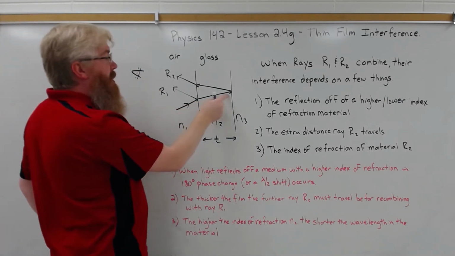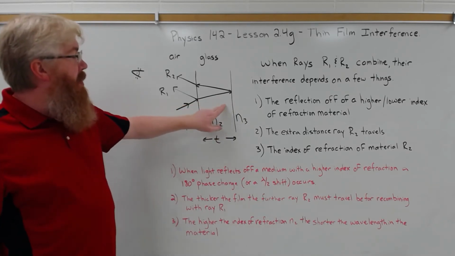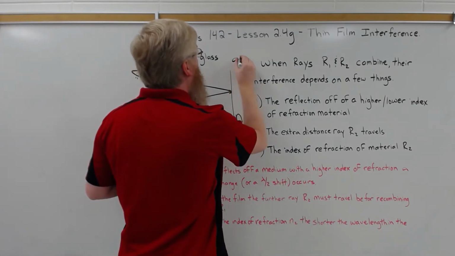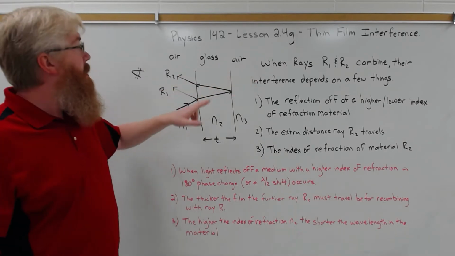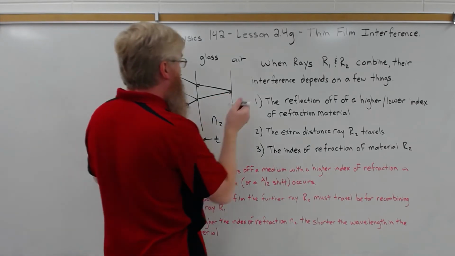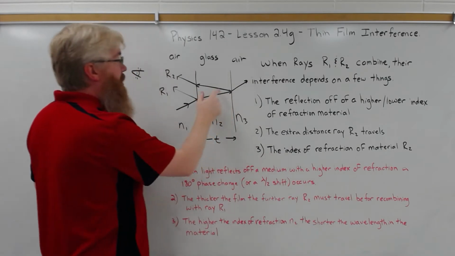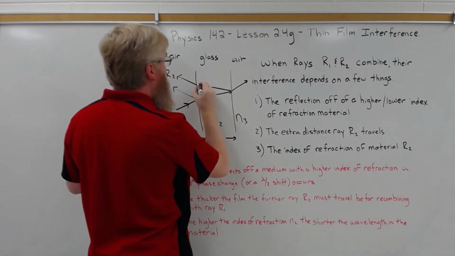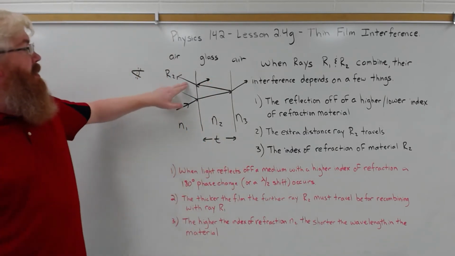Most of it transmits through the glass. But then when the ray hits the boundary between the glass and the outside air again, assuming that's air, it could be a fish tank, it could be air to glass to water, for instance. Once it strikes that interface, most of it passes out, but some small amount is reflected. So what happens is you have two rays here.